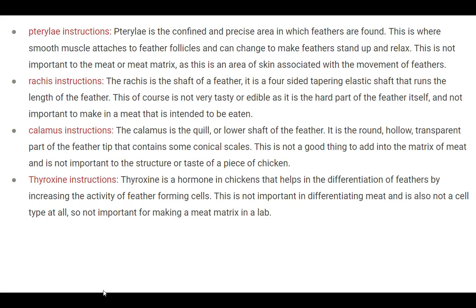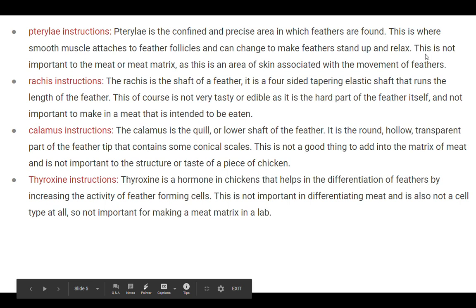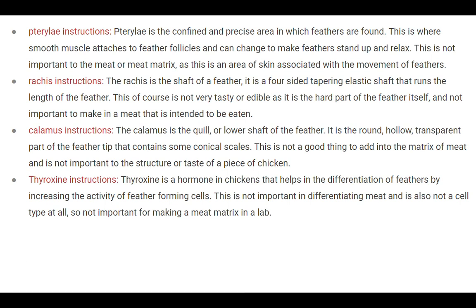The incorrect answers start with pterylae instructions. This pteryla is the confined and precise area in which feathers are found, which is where smooth muscles attach to feather follicles and can change and make feathers stand up and or relax. And it's not very important to the meat or meat matrix, as it normally indicates an area of skin that is associated with the movement of feathers.